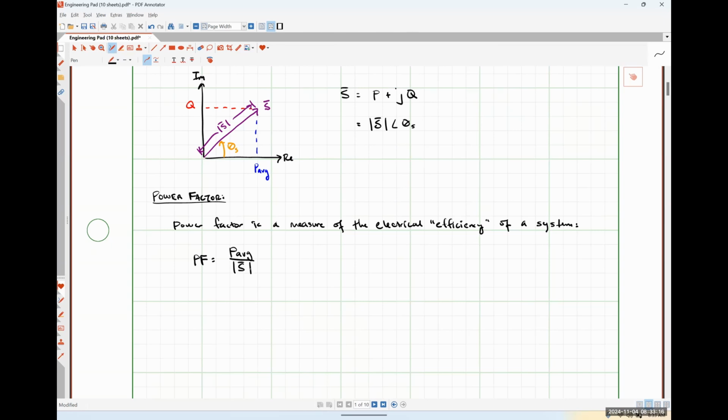You gotta be kidding me. Okay, so average power to apparent power. So it effectively tells us what portion of our complex power is actually usable.